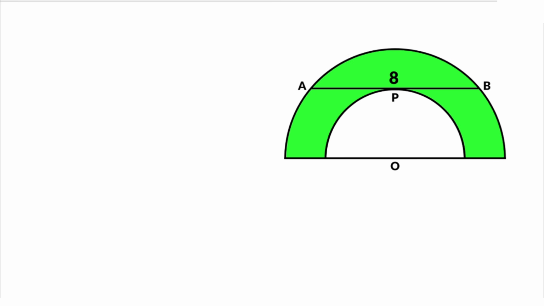And notice something important. We aren't given the radius of either semicircle. At first, that might seem like a problem, but surprisingly, we don't need either radius individually. Let's see why. First, let's write an expression for the shaded area.